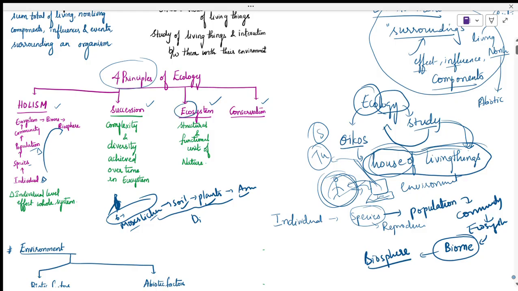Ecosystem is the structural and functional unit of nature, and these things also we'll be looking at in great detail. Conservation is nothing but protection.